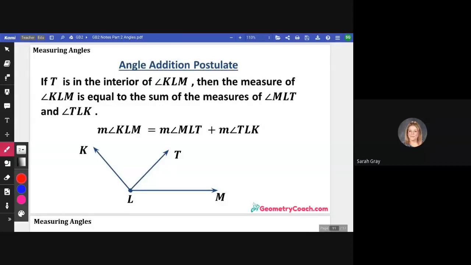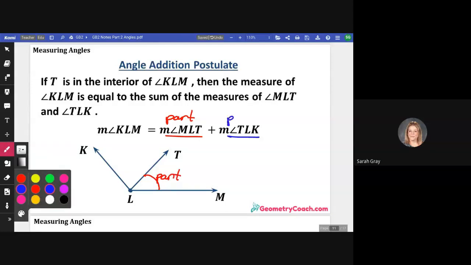Okay, yesterday we did segment addition postulate. Well, angle addition postulate is exactly the same. It's part plus part equals whole, except we're referring to parts of an angle. So this is one part, angle MLT. And then angle TLK is the other part. And angle KLM is the whole.